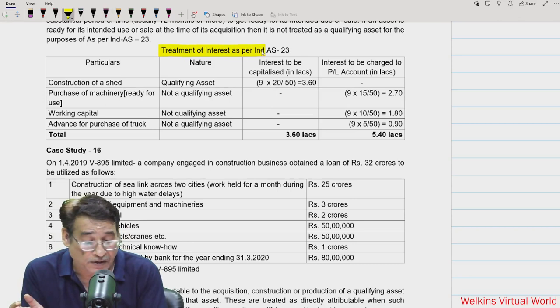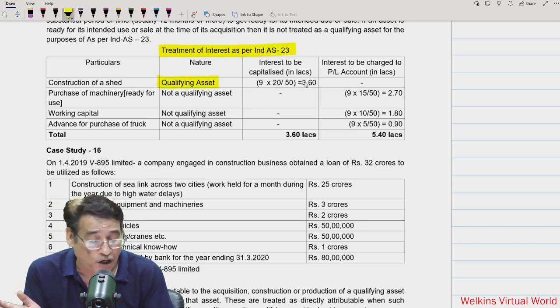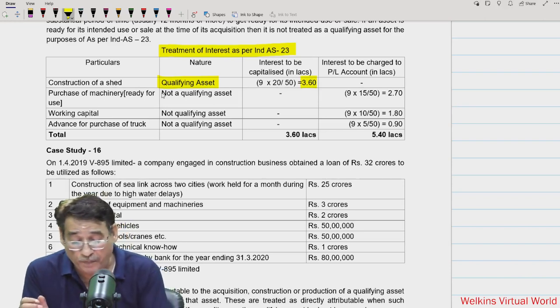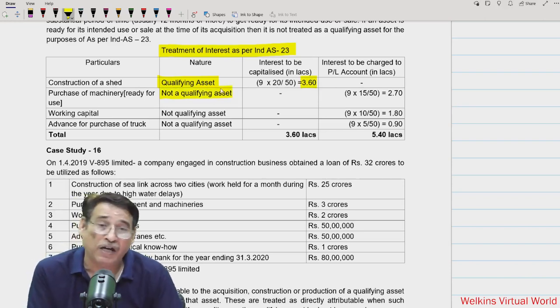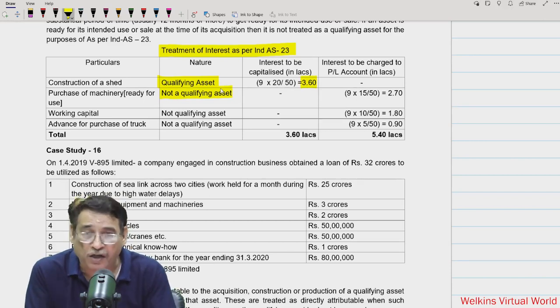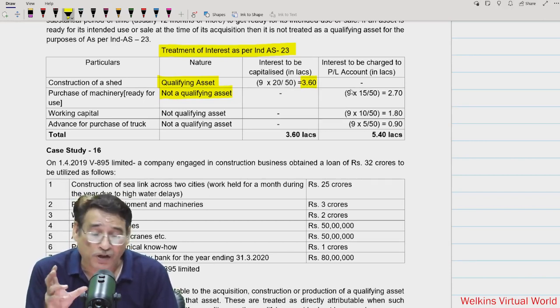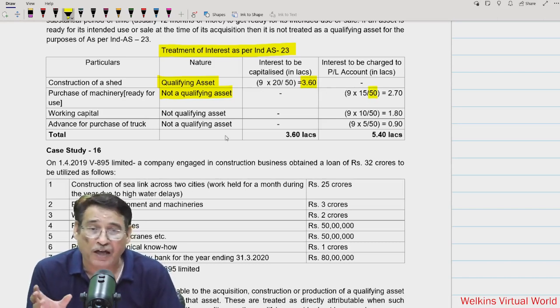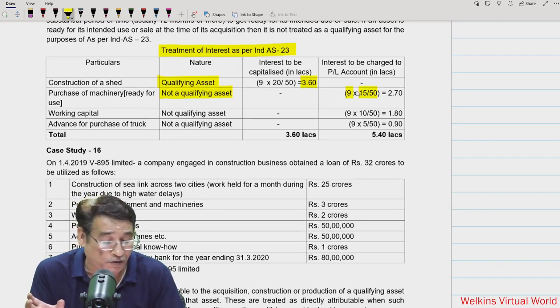Here I have given the solution. Treatment of interest as per Ind AS 23: construction of shed is a qualifying asset. So how much interest are you going to capitalize? That is 9 divided by 50 into 20, which is 3.60. And purchase of machinery is not a qualifying asset, as it is already ready for use. So you will compute the interest on the machinery. Total expenditure is 50 lakh. On 50 lakh, total interest is 9 lakh. So what will be the interest on 15 lakhs? That is 2.70.